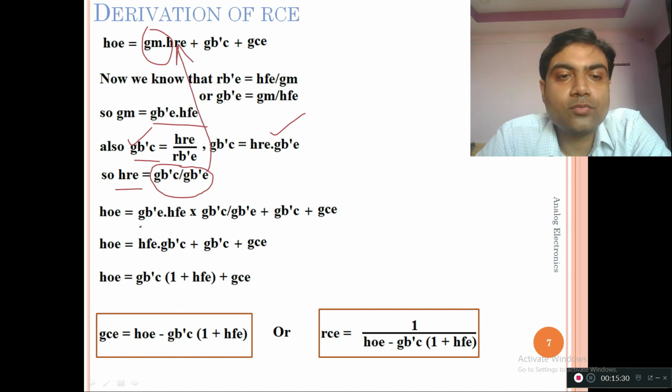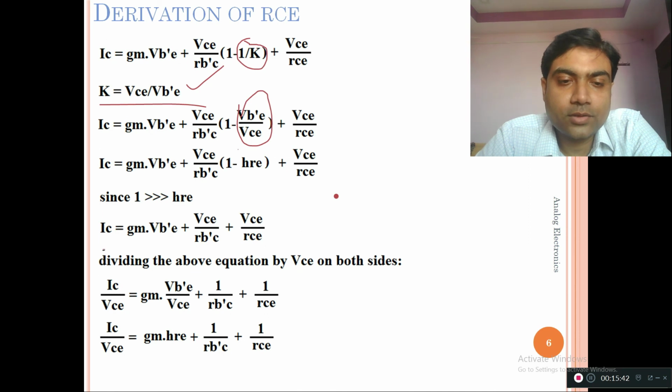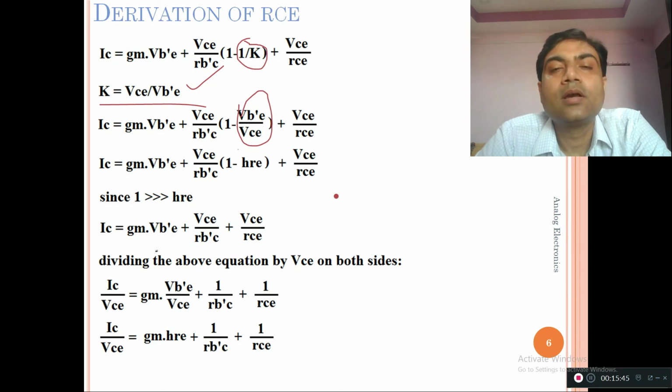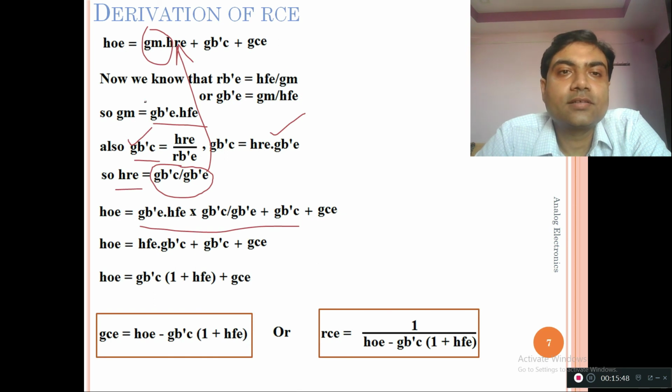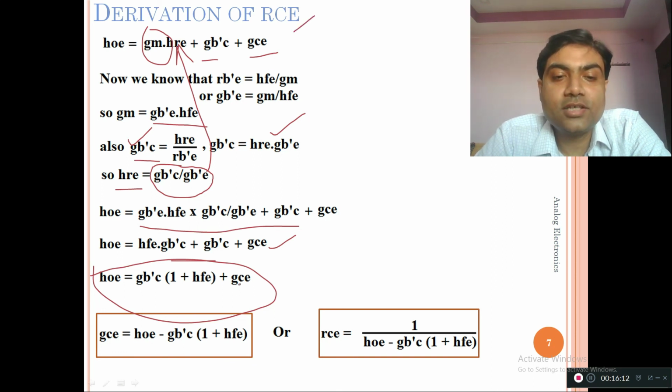So we have replaced the value of GM with GB'E into HFE and HRE with GB'C upon GB'E. And from here I have written this value 1 upon RB'C plus 1 upon RCE in terms of conductance. So this is the GB'C value and this is the GCE value. So we have written all the values in terms of conductances. Now GB'C is common here, so you can take this value common and then calculate this. I am interested to calculate the value of RCE, and this GC is present here for me.